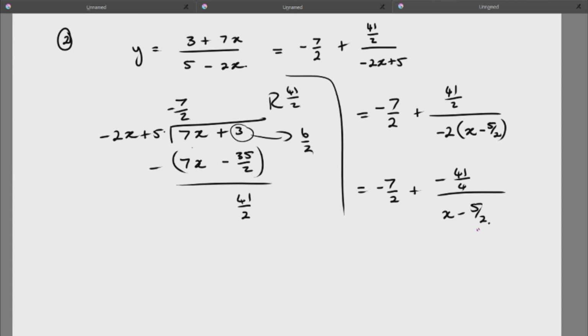The actual transformations are vertical shift, yes, I do it at the end, but still, vertical shift down by 7 over 2, vertical reflection, vertical stretch by a factor of 41 over 4, horizontal shift by 5 over 2 to the right. Not pretty.